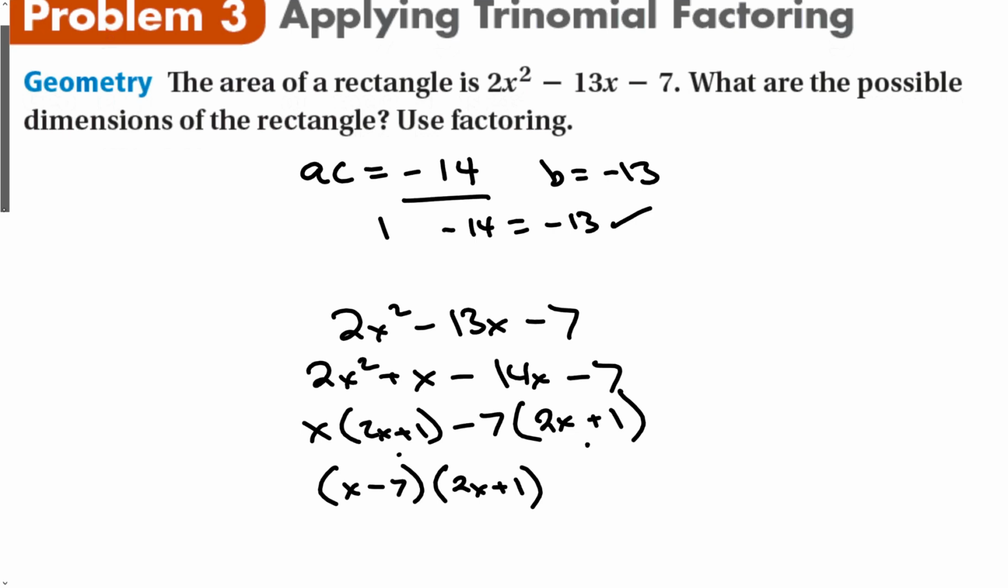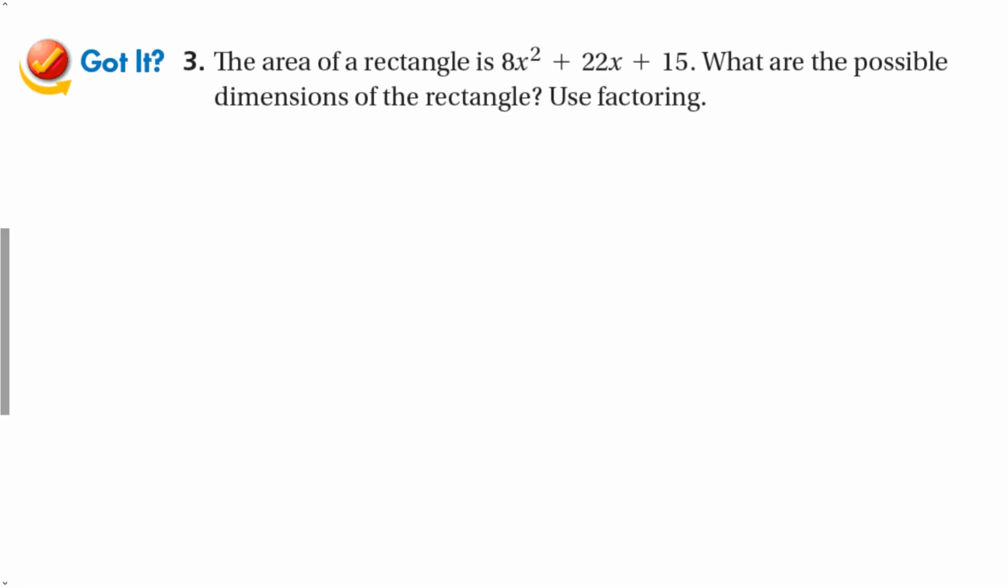Okay? Still got a problem. So the area of a rectangle is 8x squared plus 22x plus 15. So again, we are looking for A times C, which is 120, positive. Everything's positive here. That's good. And B is 22, but right, we don't have to think about the signs here because both signs are the same. Both signs are positive. Unfortunately, 120 is a big number, and you might see the answer right away already, but let's walk through each one of the factors in order to make sure that we don't miss it.